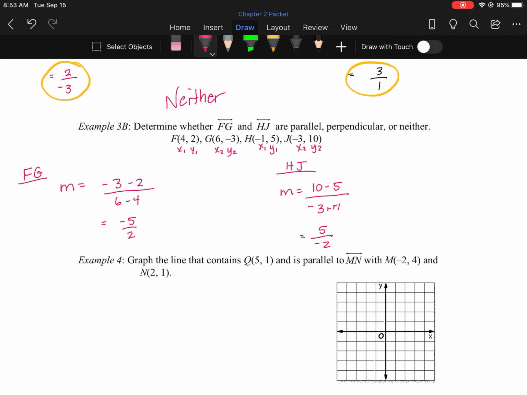So if I look, I have the negative up top on the left, but the negative on the bottom for the right. Does that matter? And the answer is where you put that negative does not matter. You just can't have it two places, because if you have it in the numerator and denominator, it makes it a positive slope. So right now they look exactly the same, so we're going to say they are parallel.